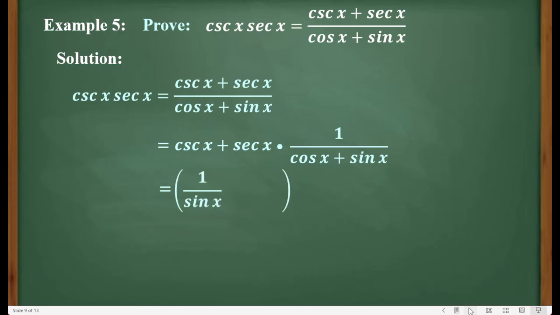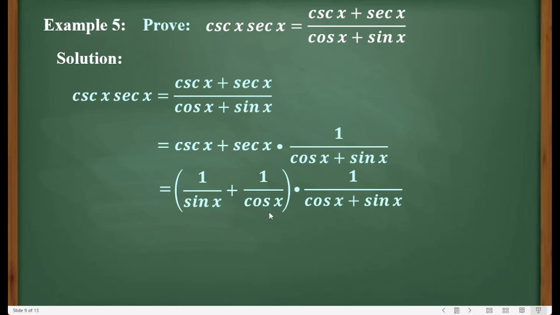Then what shall we do? Using the reciprocal identity, we replace cosecant x by 1 over sine of x. Same thing with secant of x. It is also replaced by 1 over cosine x. So plus 1 over cosine of x, multiplied by this quantity.